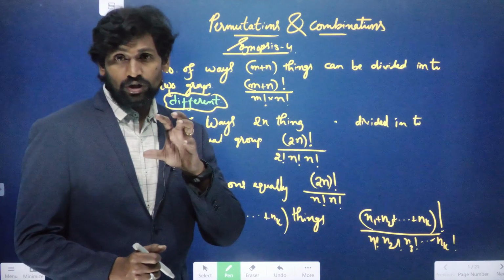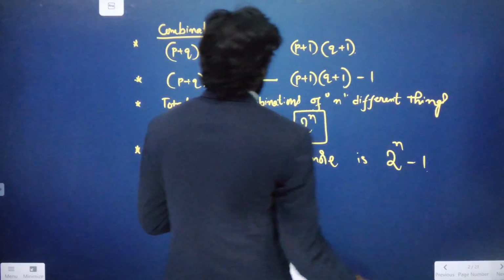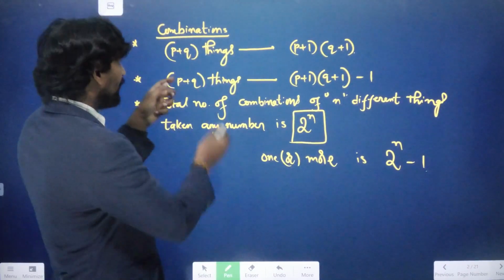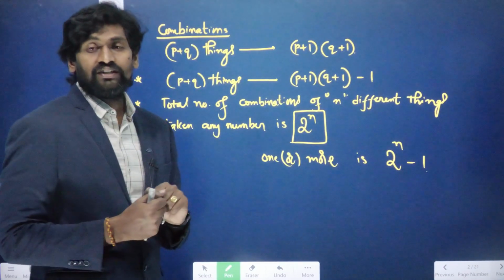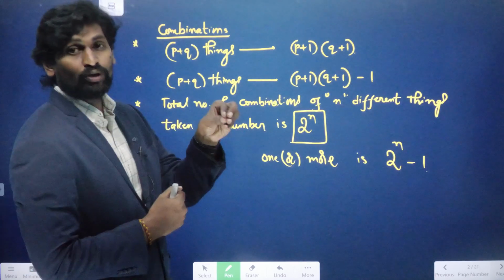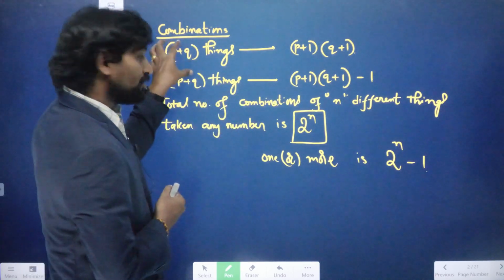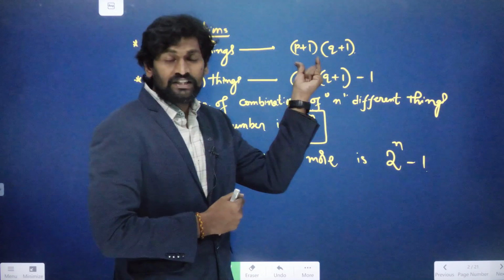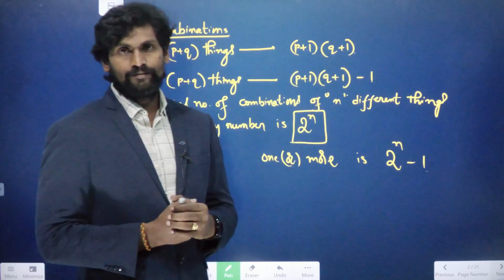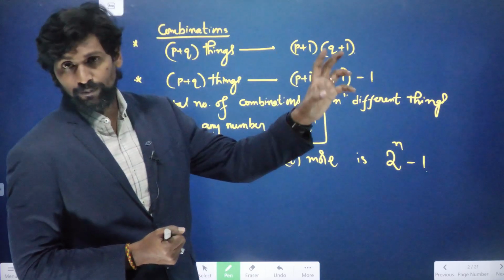Okay, let us see based on the combinations. If you take p plus q things differently, then the number of combinations for p plus q things will be (p plus 1) into (q plus 1) ways. (P plus 1) into (q plus 1).